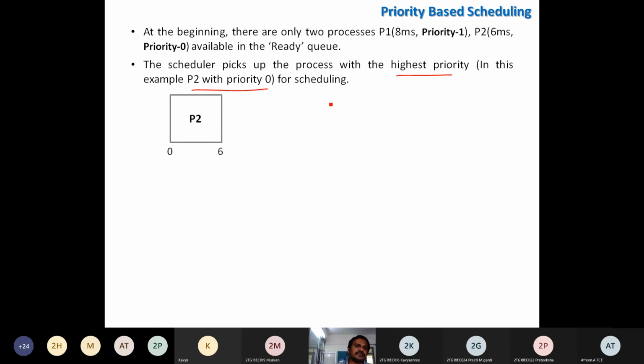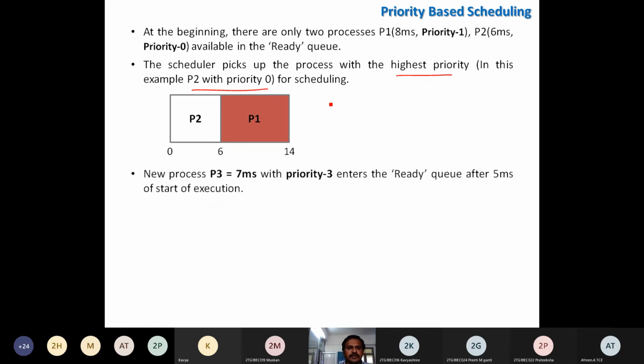So we observe that P2 starts its execution first and is going to complete its task. Here there is no preemption. Preemption comes only if a process has higher priority compared to the current running process. So from the beginning, the scheduler has the idea of executing P2 first, then P1.